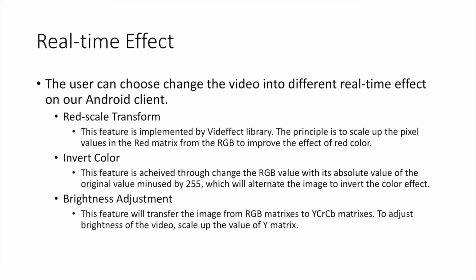The invert color just adjusts the high value pixels to low values and low value pixels to high values. So it's implemented by changing the value to the opposite value, which is the original value subtracted from 255.